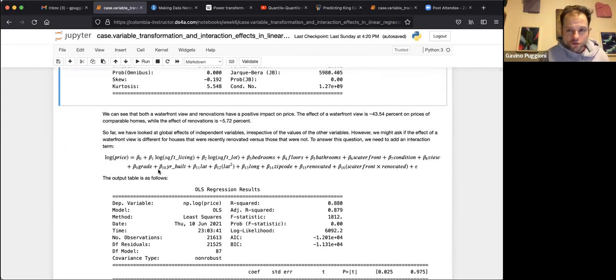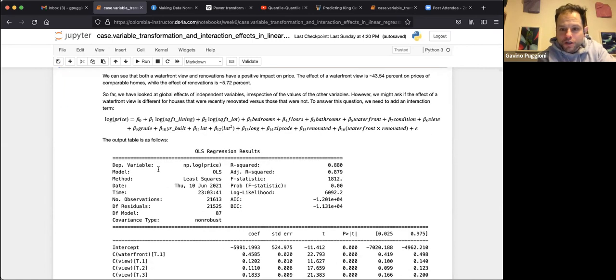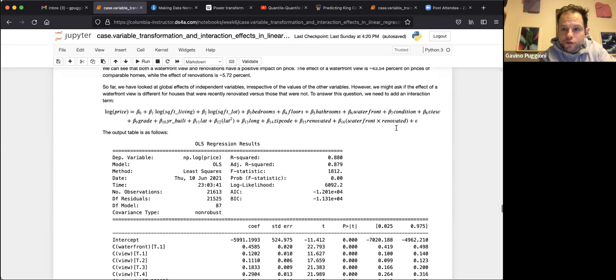Another thing that you can do is, so far we have looked at global effects of independent variables, irrespective of the value of other variables. However, we might ask if the effect of a waterfront view is different for houses that were renovated compared to the ones that were not. So here we have the interaction between two different categorical variables. So how can we answer this? Through an interaction term. So we are going to look at waterfront and the interaction between waterfront and renovated.